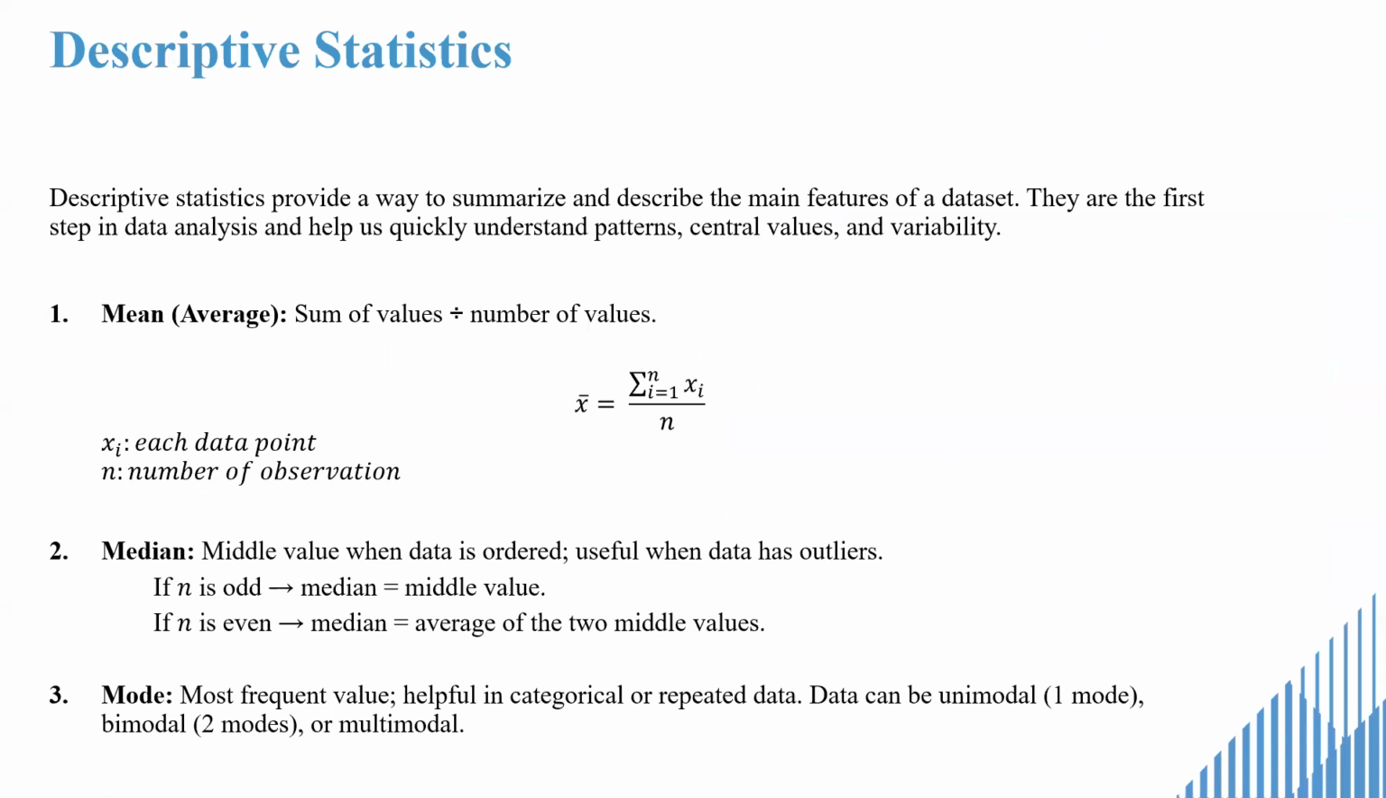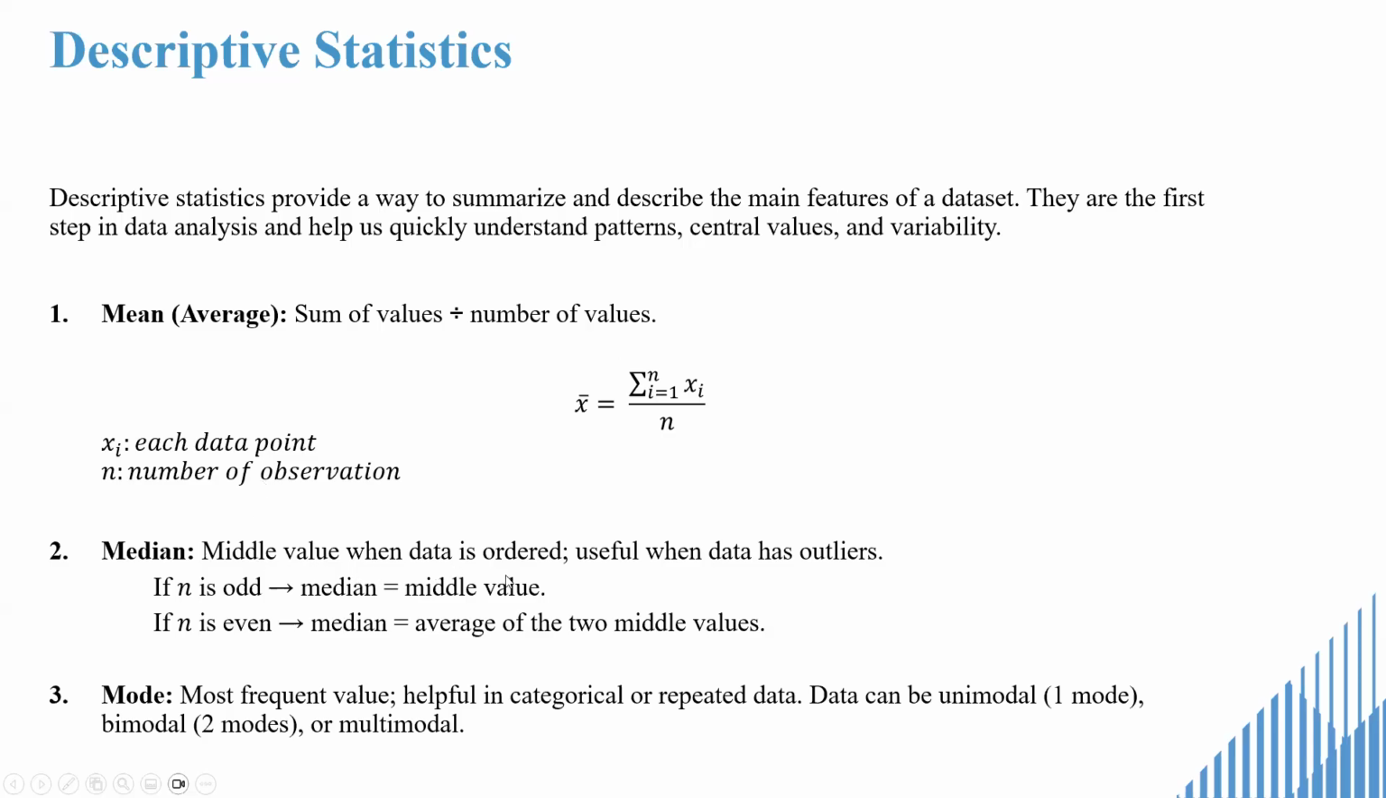So if you are going to start with statistics, first of all, you will try to find out mean, median, or mode. Mean is the sum of values divided by the number of values. So you have the summation of xi from 1 to n, divided by the number of values that you have in your data set. This is the mean.